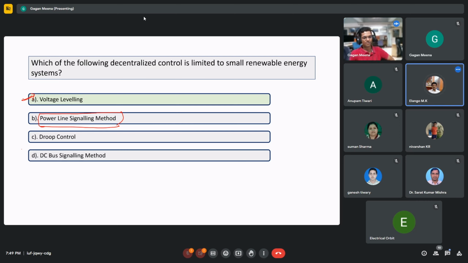Sir, why not answer C for this question? Actually, droop is specifically mentioned for voltage leveling. Droop control we can do for any generator, large or small, it doesn't matter. Even conventional generators may be very big, and still we have to control them. So the size of the generator does not affect it. Okay, sir.